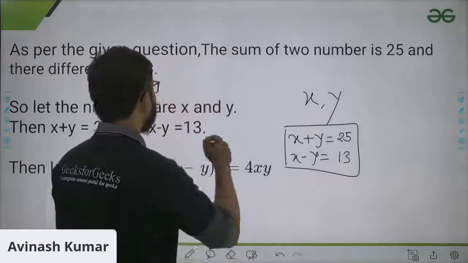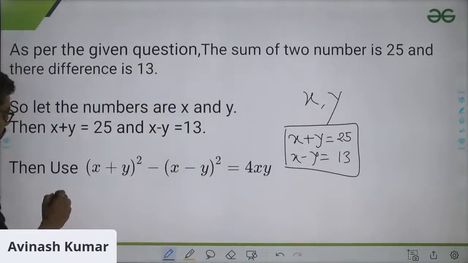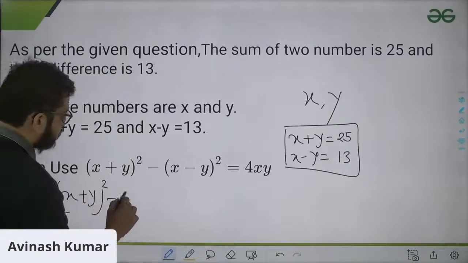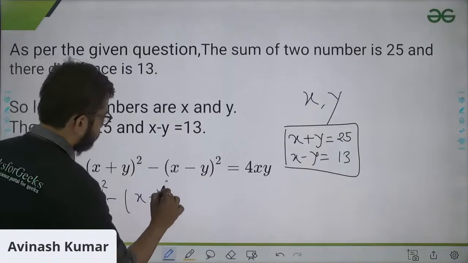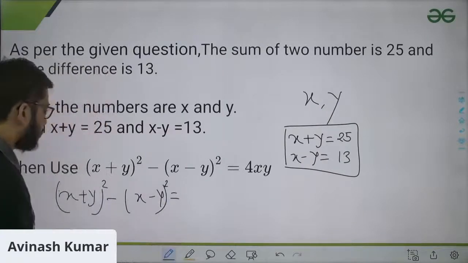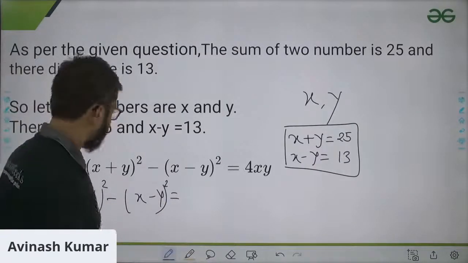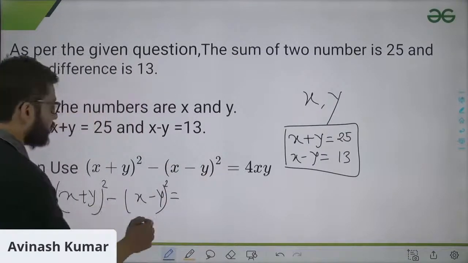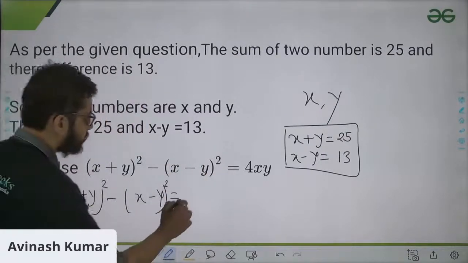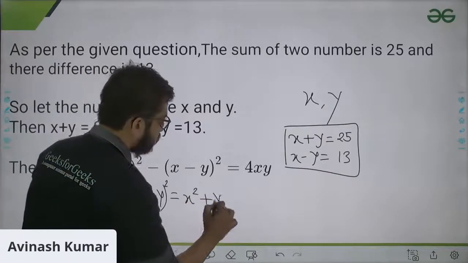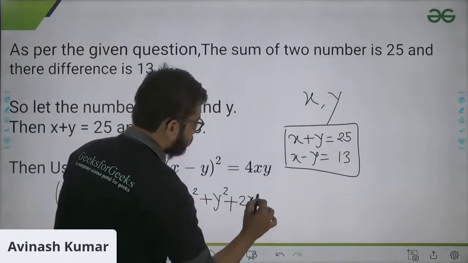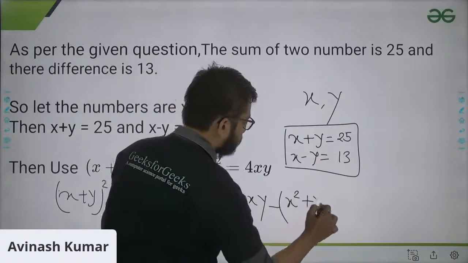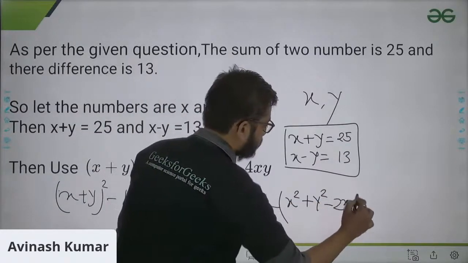We have already learned one formula: x plus y whole square minus x minus y whole square is equal to what? I'm going to explain this formula to you. x plus y whole square is x square plus y square plus 2xy. Now minus x minus y whole square, which is x square plus y square minus 2xy.